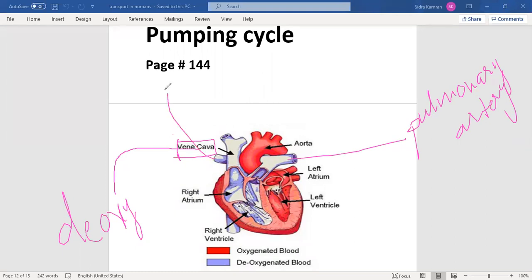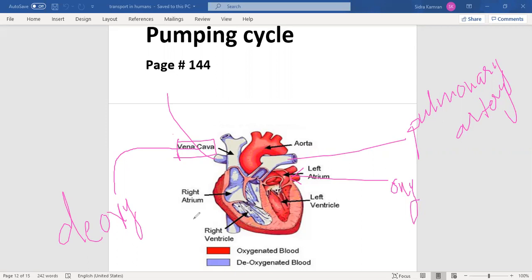The oxygenated blood from the lungs enters into the pulmonary vein. Here, these are the pulmonary veins. So the oxygenated blood from the lungs enters into this pulmonary vein, then into the left atrium, and after that into the left ventricle.